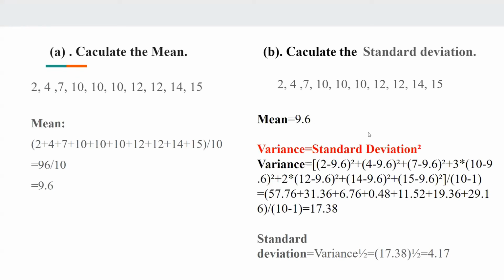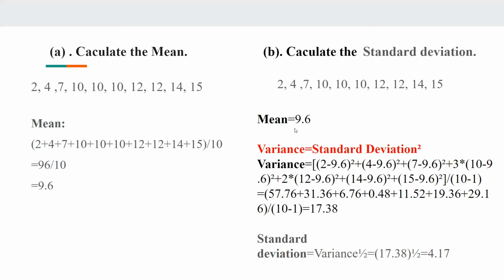Let's move on to question A, calculate the mean. As we learned from the lecture, we first add all the numbers in the sequence up and then divide this result by the amount of numbers in the sequence. In this question, that is 96 divided by 10. So the mean is 9.6.